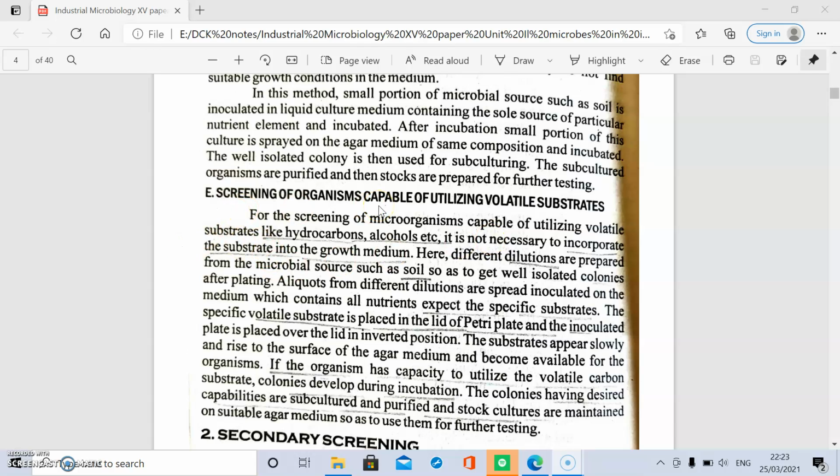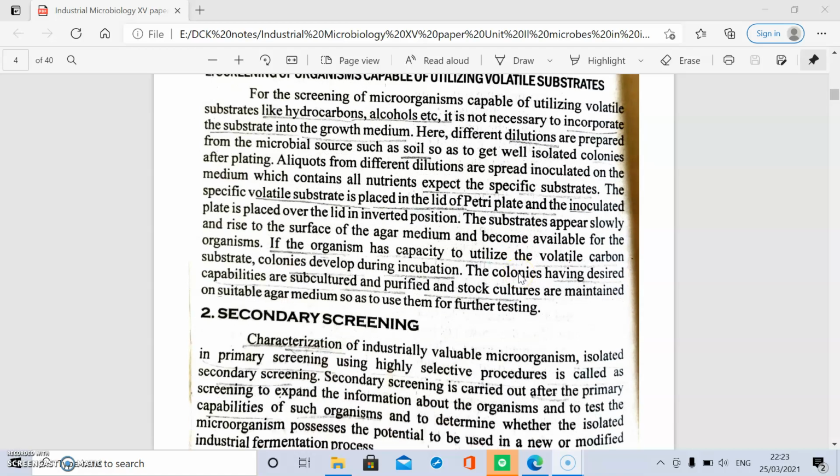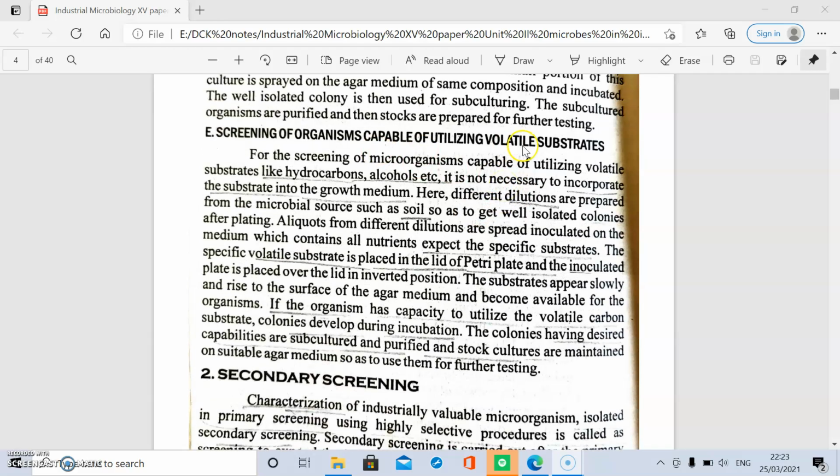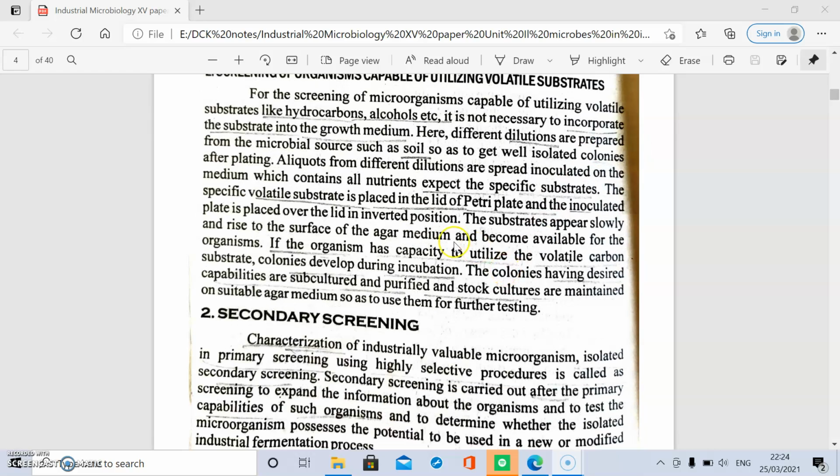Next one, screening of organisms capable of utilizing volatile substrates. Here again dilutions are made and well isolated colonies are obtained. The nutrients are added except the specific substrate. This substrate, which is volatile, is provided in the lid of the Petri plate, and these plates are incubated in inverted position.